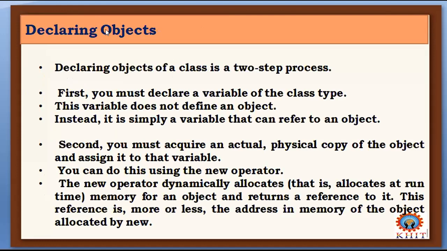Next, declaring objects. How to declare an object? See here, declaring an object is a two-step process. One is, first you must declare a variable of the class type. This variable does not define an object. Instead, it is simply a variable that can refer to an object. What he's trying to tell you is, I'll just show you a small example here. I'll try to open Notepad.